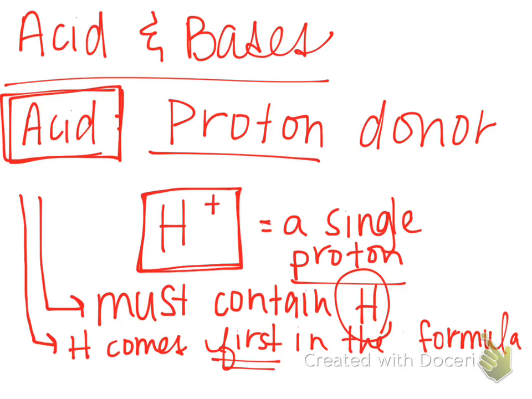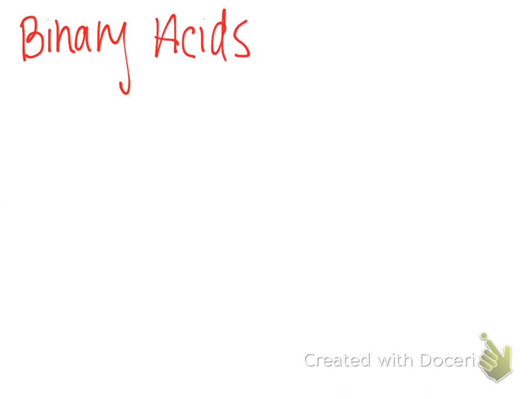Because it's going to contain other elements too, and it might look like it's two nonmetals or whatever it might be, but if hydrogen comes first, that's a really big clue for us that it is an acid. Okay, understood? So let's start looking at the different types of acids. We're going to focus on two main types, the first of which is called binary acids. How many elements would you guess these contain? These contain only 2 elements.